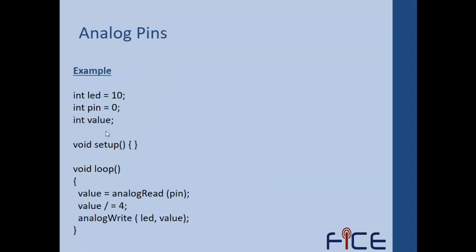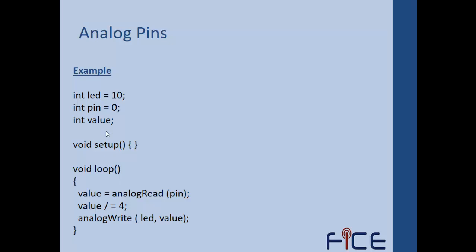Now analog pins, how can we use them. I told you that by default analog pins are input pins, so no need to use pinMode here. Alright. So again giving names to the pins: int LED equals 10. So we are giving the name LED to pin number 10. int pin equals 0. Analog pins: int value. So declaring one integer type variable called value. In void setup, no need to write anything.